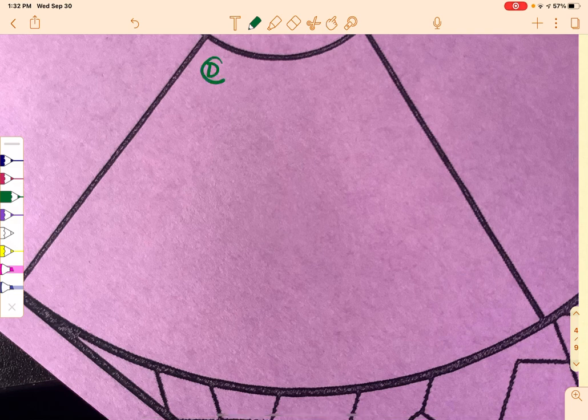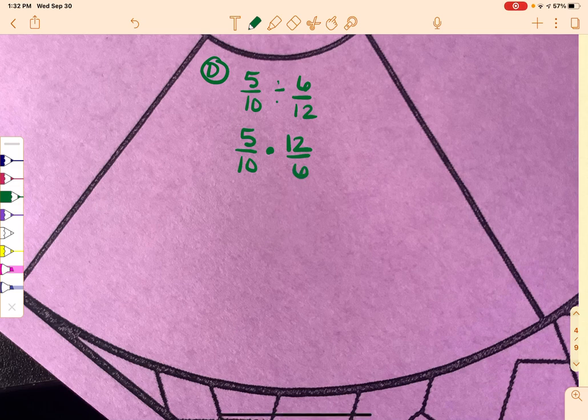So this is D. So 5/10 divided by 6/12. So if I'm going through and looking at this, I know I'm going to keep, I'm going to change, and then I'm going to flip. Okay, then I can go ahead and multiply across. So 5 times 12 is 60. 10 times 6 is 60. So this is just going to go down to 1.